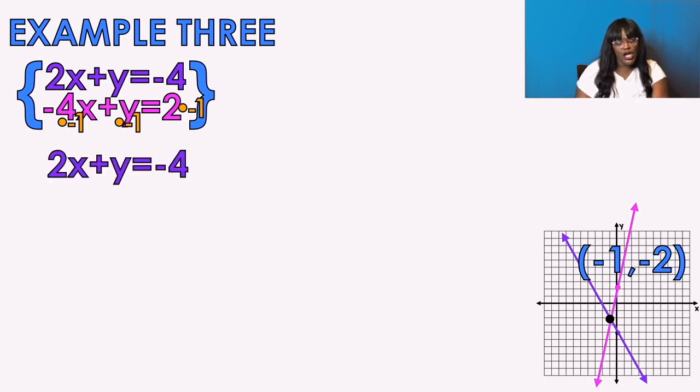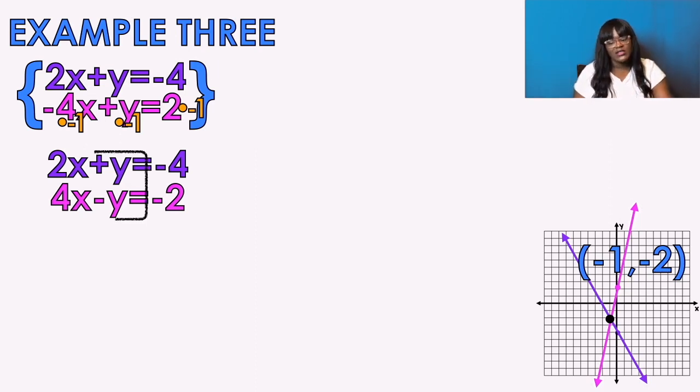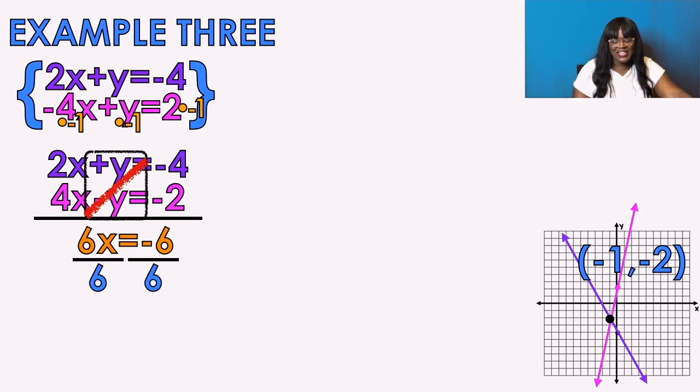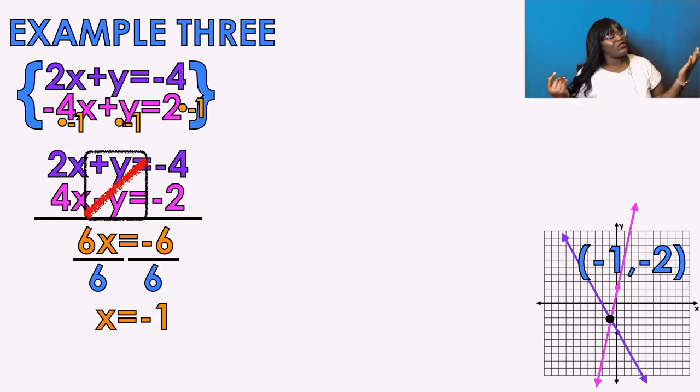So let's rewrite our system. The purple equation stayed the same. The pink equation I changed, okay? So now I have a +y and a -y. Are those opposites? They sure are. We love to see it. So we're going to go ahead and get those out of here. I'm going to add down. 2 plus 4 is 6. Equals -4 plus -2 is -6. We're going to divide. X equals -1. Does that match what we had on the graph? Sure does. Look at me on the right path, hair flip.